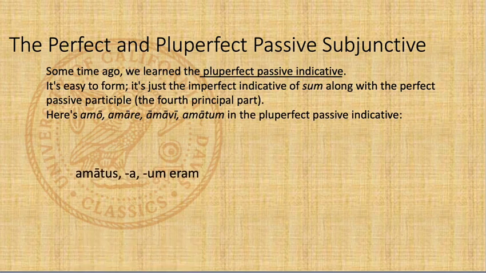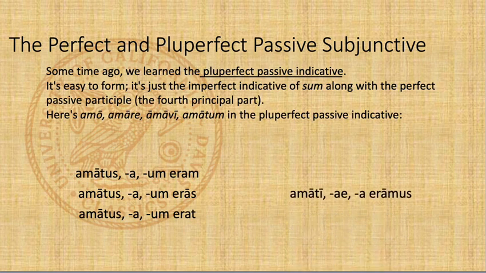Amatus, amata, amatum eram. That's I had been loved. Remember, the pluperfect is translated with the English tense that has a had as an auxiliary in it. Amatus, amata, amatum eras. You had been loved. Amatus, amata, amatum erat. He, she, or it had been loved.